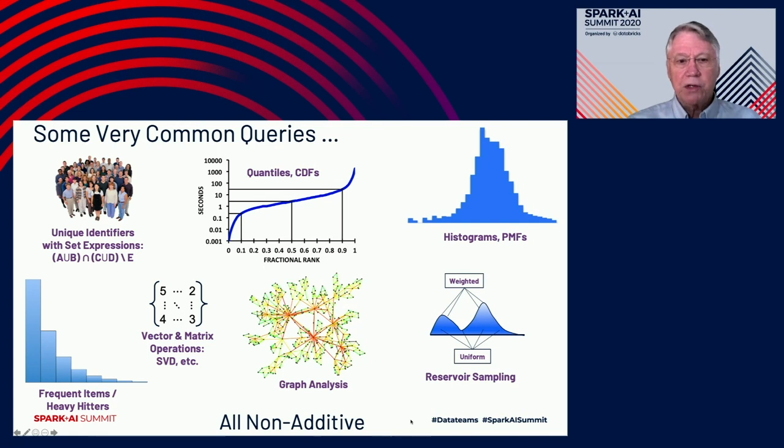And then, of course, there are various types of sampling, both weighted and uniform sampling, that we want to be able to do correctly, and be able to combine those samples across different data sets and do that correctly. One of the common characteristics across all these types of queries is that they're non-additive.